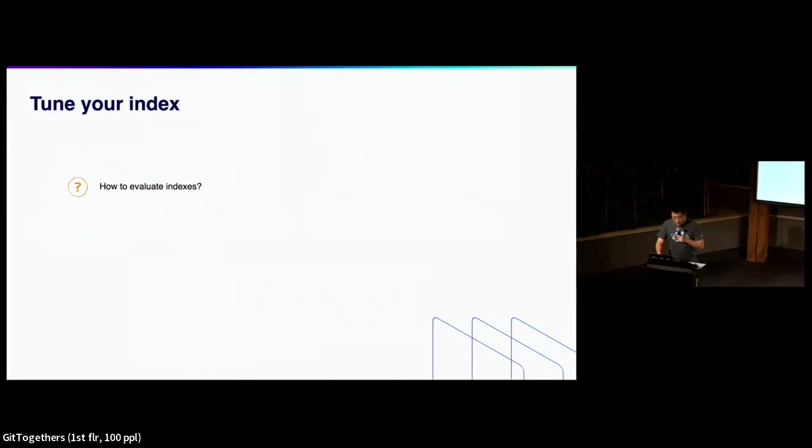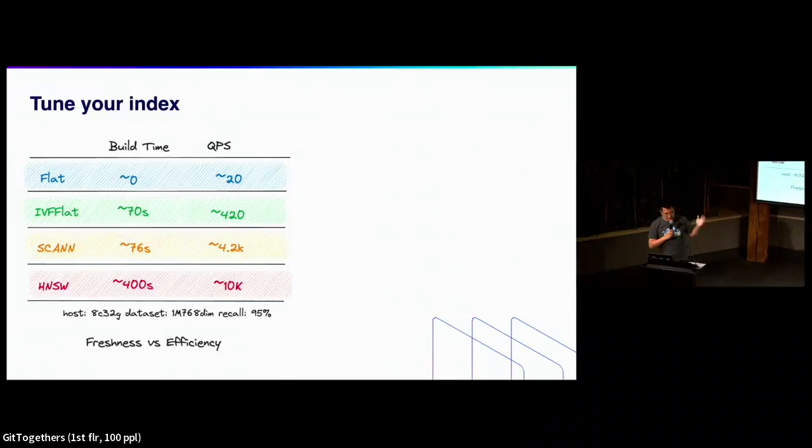Okay. So once you pick what kind of index you're going to use, how do you evaluate it? Those are things you need to consider: the build time, accuracy, performance, and resource usage. And here's a general guide of what happens. If you don't use an index, you get 20 queries per second, and you don't really need to build it. With an IVF_FLAT index, the index building is going to be faster. QPS is definitely 10 times higher. Using scans, it's going to be another 10 times.